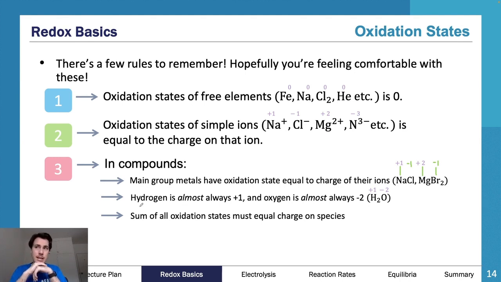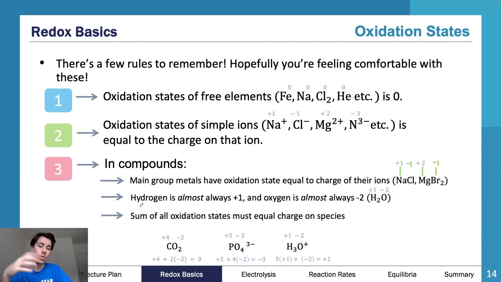The next and last rule is that the sum of all oxidation states must equal the charge on the species. I've already talked about this with sodium chloride. It had to be 0, so +1, -1. In these cases here, you need to work through them. I put all 3 cases here because I think they're really good examples, so you can have a look at where you determine what's going on.